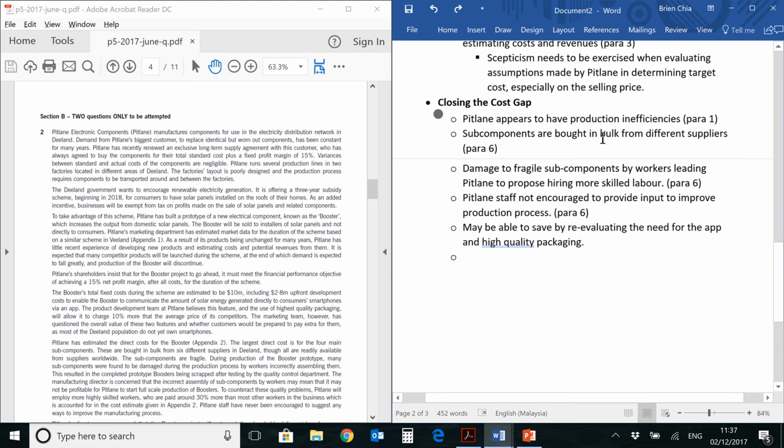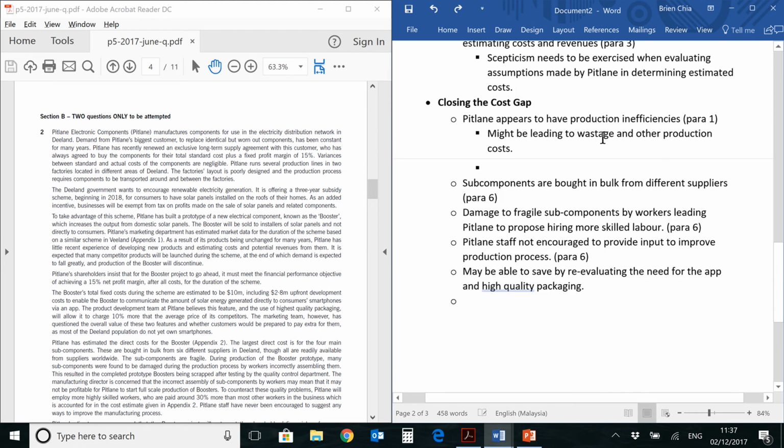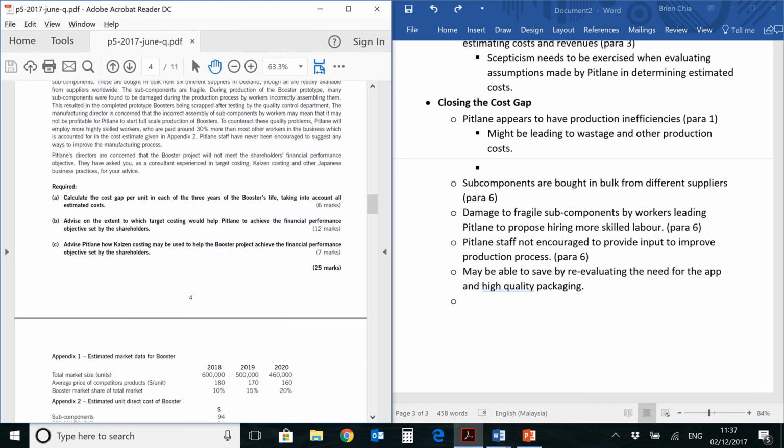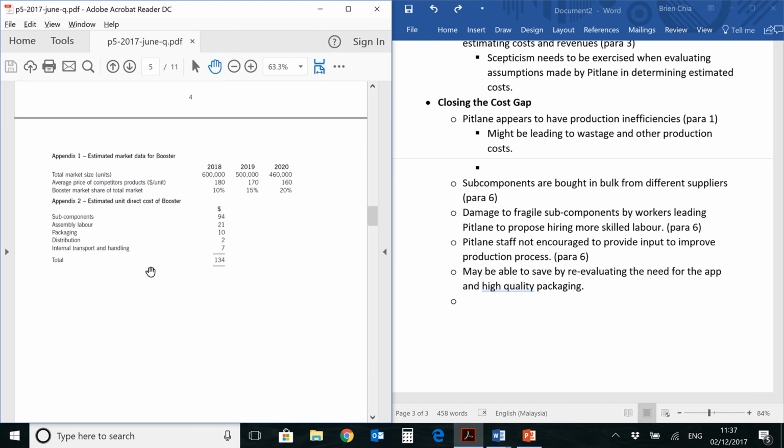So this has an effect on wastage and other production costs. If we go to the appendix over here, you will find that internal transport and handling is $7, right? So that is a significant amount.